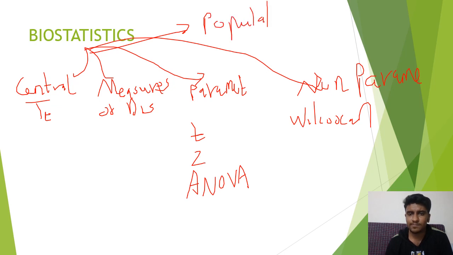Besides this, we also studied population and sampling. How do you take a sample? What are the different sampling techniques? How do you avoid bias in this particular sample? There are probability sampling and non-probability sampling.